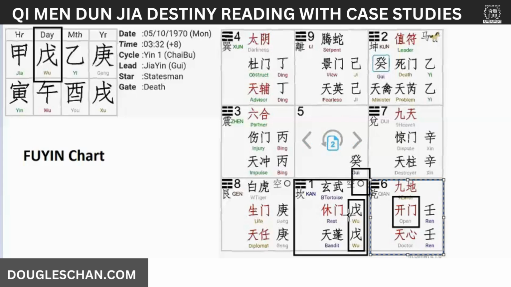However, we also have to see his general character is that he's a rester. We got a Black Tortoise over here, and we have a Bandit. So technically, he's someone who is very chill, very relaxed. So in a way, yes, opportunity will be coming to him, but because of his character, he's a very chill person, and maybe he's a very fake person also because of the Black Tortoise.